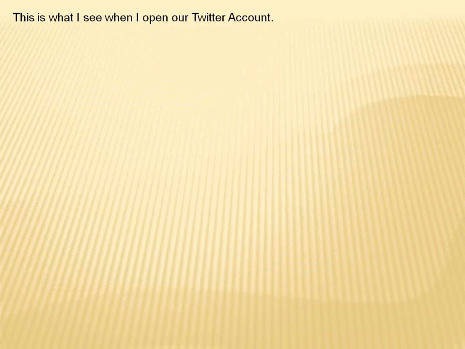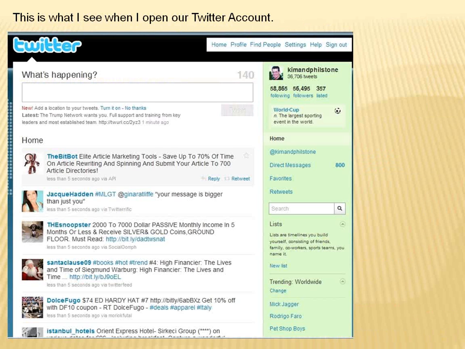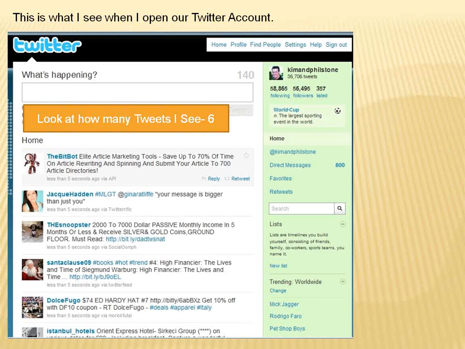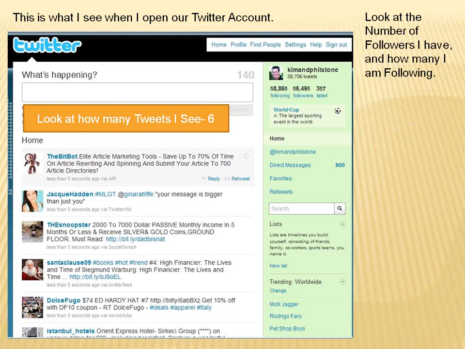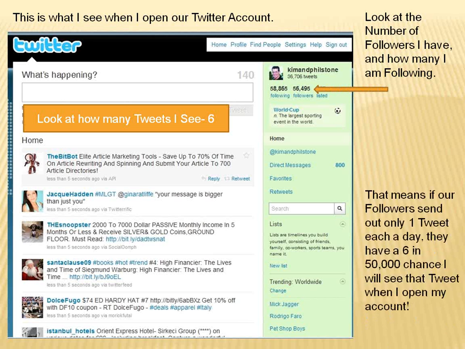This is what I see when I open our main Twitter account. Now look at how many tweets I see. Look below that. The Bitbot gives one, Jackie Hadden gives one, the Snoopster, Santa Claus 09. Really, there are 6 of them. If I scroll all the way down to the bottom of the page, there'll be a total of 21 that I'll see. And look at the numbers of followers I have and how many I'm following. Huge, huge numbers here. 56,000, 58,000.